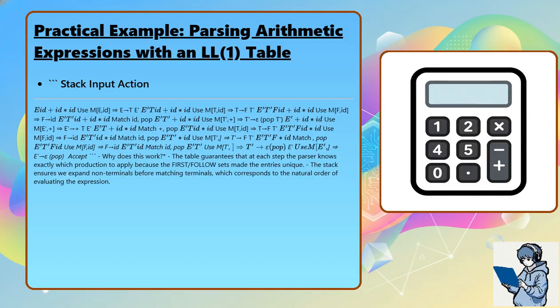Why does this work? The table guarantees that at each step the parser knows exactly which production to apply, because the first and follow sets made the entries unique. The stack ensures we expand non-terminals before matching terminals, which corresponds to the natural order of evaluating the expression. This complete walkthrough shows how an LL1 parser turns a simple arithmetic string into a valid parse, without backtracking, using only one token of lookahead.